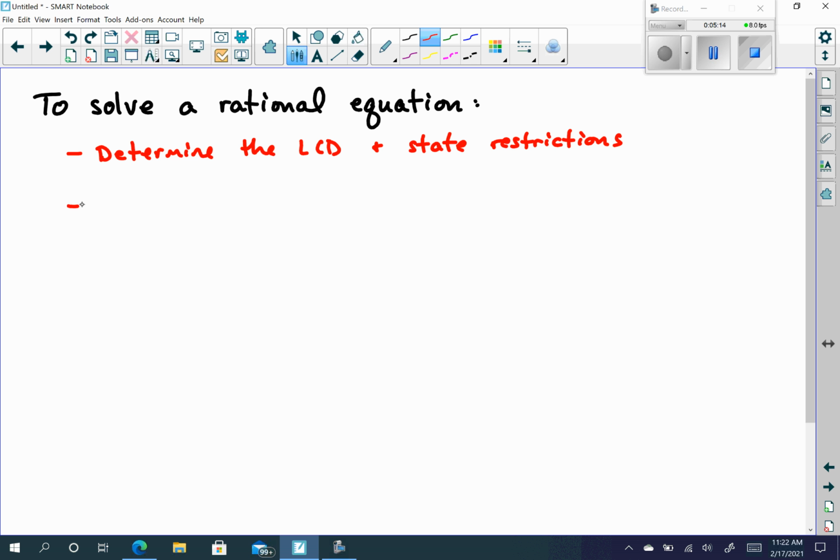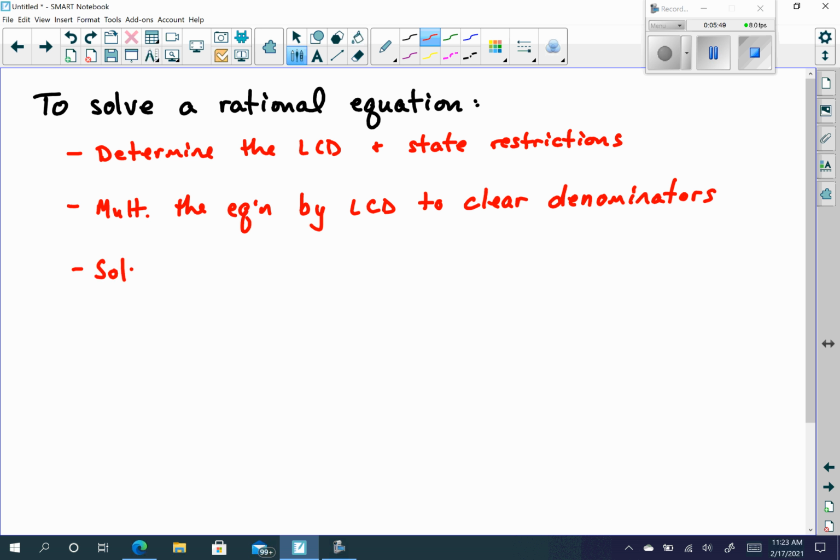And I'm going to try to keep this as simple as possible. So we determine the LCD, we state restrictions. And then we're going to, and we could do this at the very beginning or we could do this later on, and I'm actually going to show you this later on, but we want to multiply the equation by the LCD to clear denominators. Then we continue solving and we check solutions.